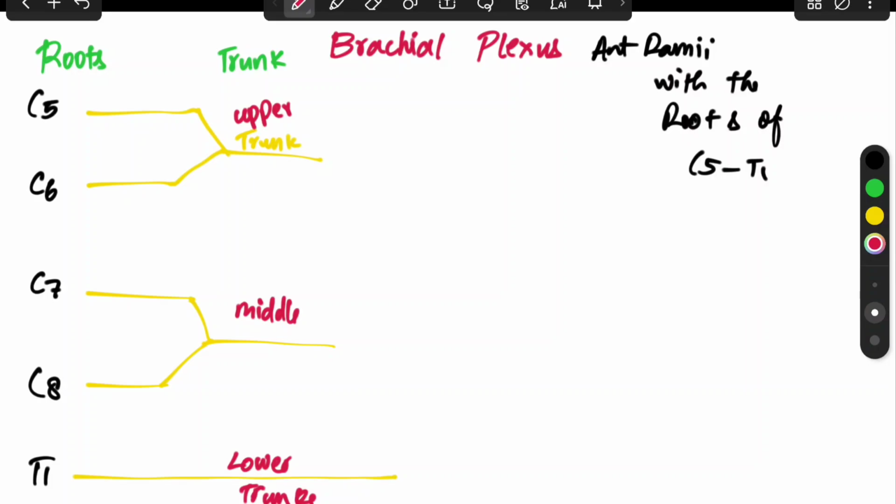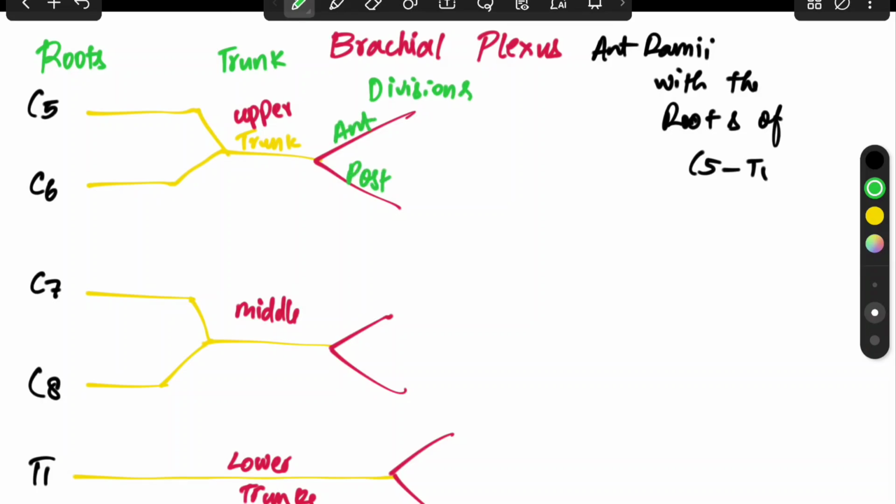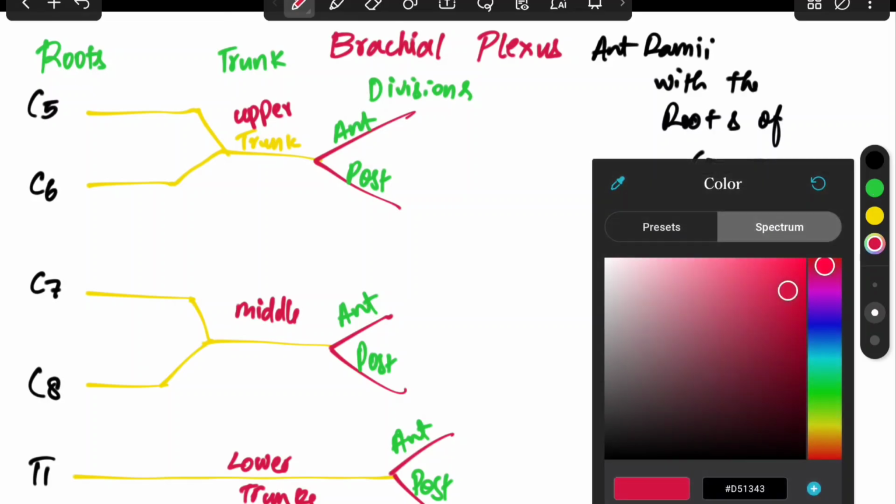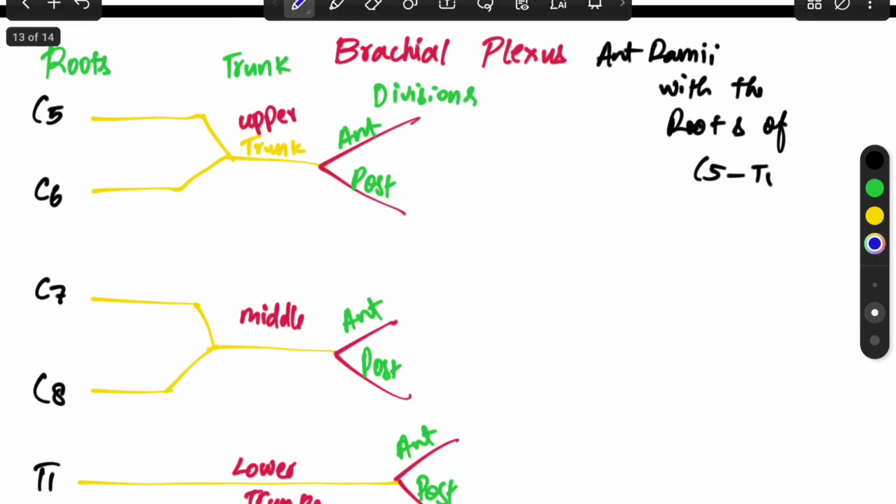Now each trunk gives two branches, which are nothing but divisions. So each trunk gives two divisions: one is the anterior division and the other is the posterior division. In every trunk, it gives anterior and posterior divisions. Now, these divisions together join to form cords.